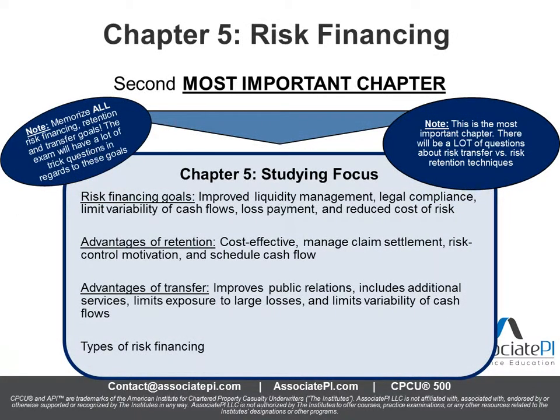And here is the second most important chapter. This is the chapter on risk financing, chapter number 5. So similar thing here, know the risk financing goals. So risk financing is essentially insurance. It's retention, which is like a deductible, or transfer, which is insurance. So those are the two main topics of risk financing. So know the goals of risk financing.